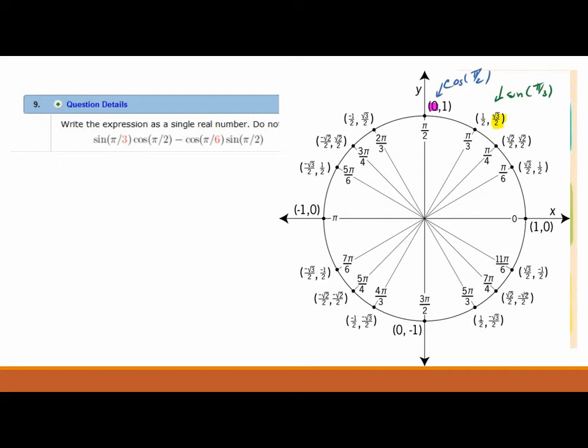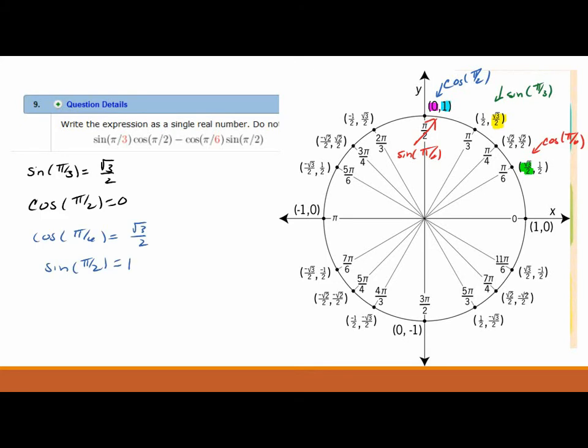Isn't that nice? Cosine of pi over 2, right there, it's 0. Cosine of pi over 6, it's right there, it's square root of 3 over 2. Sine of pi over 2, it's right over there. It's the y value, it's the 1. Y values are sines, x values are cosines. So all I'm using is my knowledge of the circle to pull these facts out of the circle.